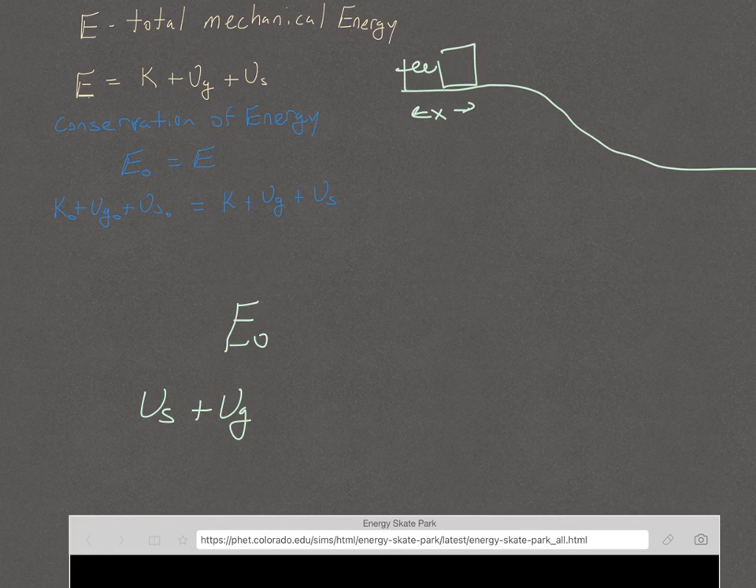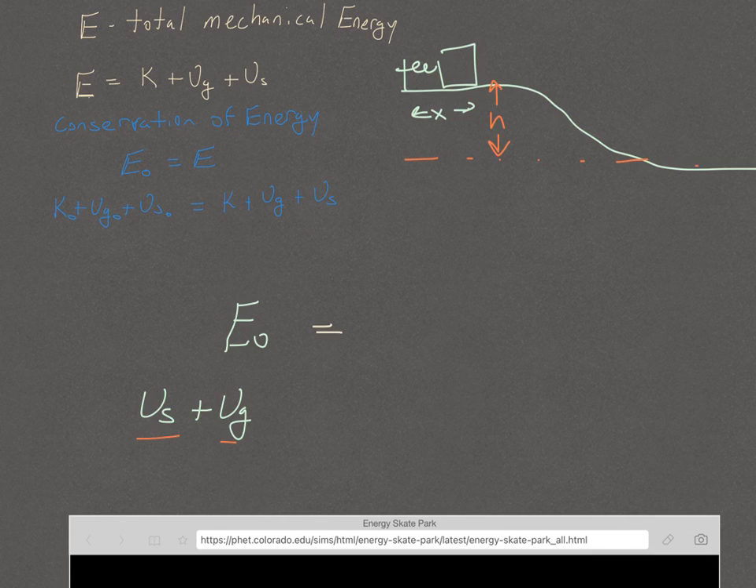So one of the things you want to do is maybe ask yourself 3 questions. Is it moving? Does it have a height? Is there a spring? All right, so there is a spring, so we have the spring potential. Does it have a height? It is above some reference point, so it does have gravitational potential. Is it moving? No, it is not. So we don't have the kinetic.